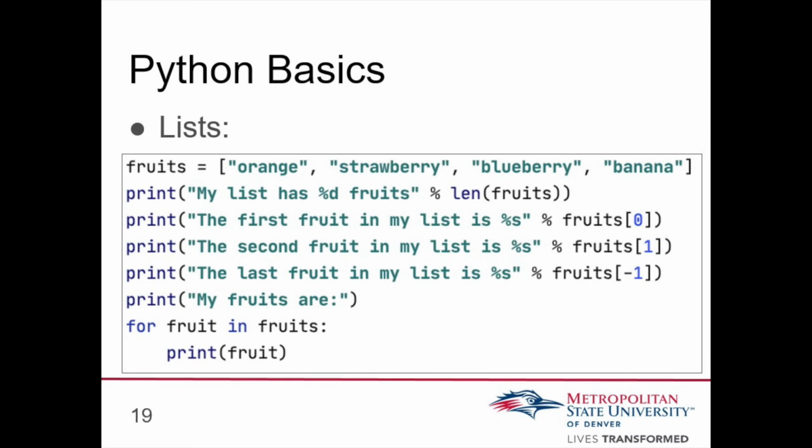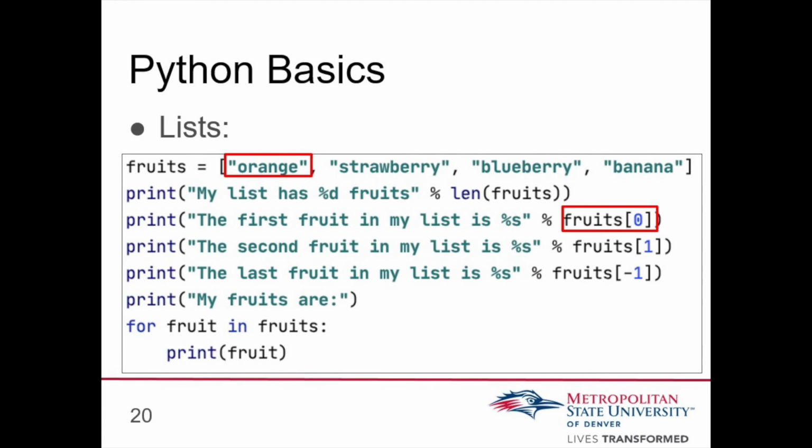The last topic we want to discuss in this module is lists. A list is a collection of values. Take the list fruits, for example, that has 4 fruits defined as string literals. Python provides the len function that returns the number of elements in a list.